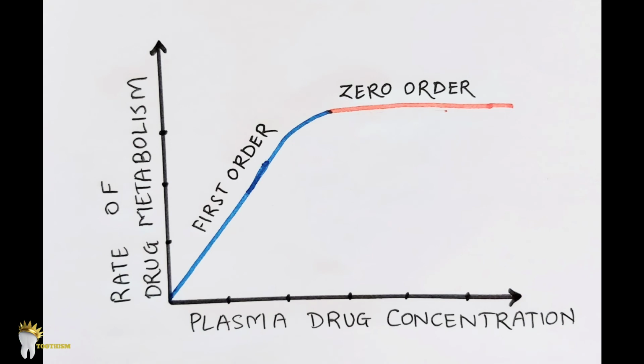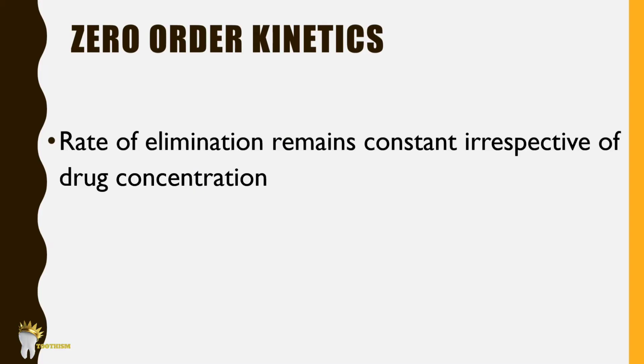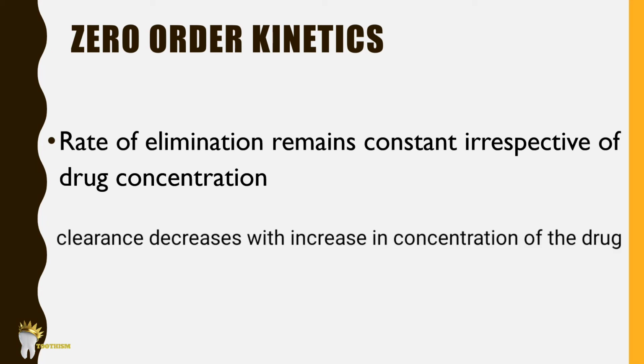What happens when we reach max capacity? Meaning the enzymes are now exhausted. So even if we increase the plasma drug concentration, since there are no enzymes left to metabolize the drug, the rate of drug metabolism will not increase. This is called zero order kinetics. So the rate of elimination remains constant irrespective of drug concentration. This also means that clearance decreases with increase in plasma concentration of the drug.